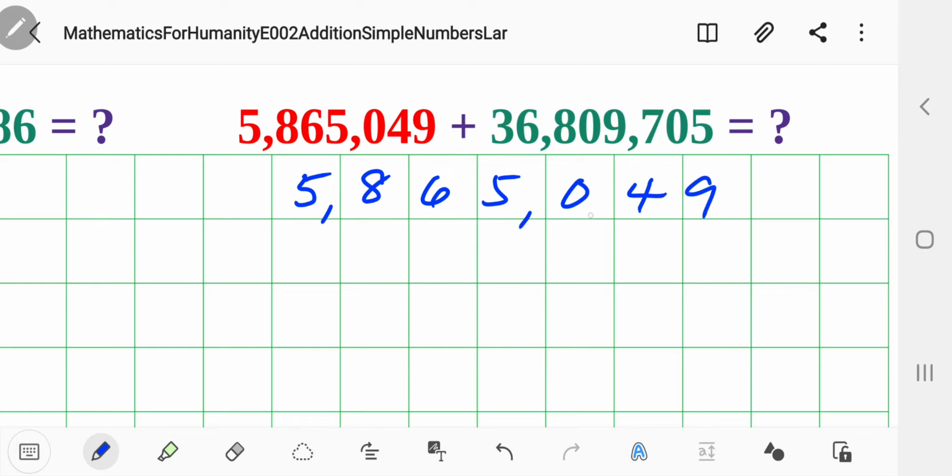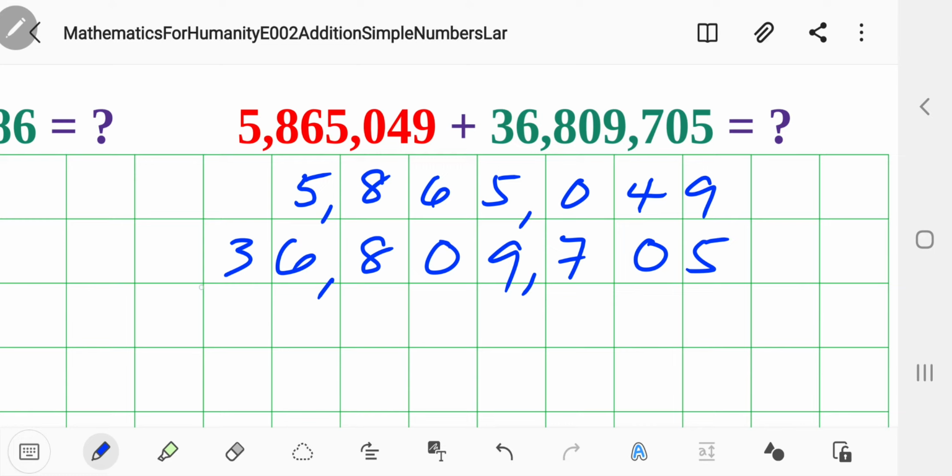You have 5,865,049. And then you add that to 36,809,705. What is the sum?